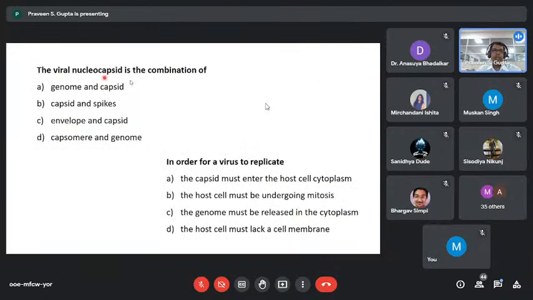The next question is: the viral nucleocapsid is a combination of what? As you know, nucleocapsid is a combination of genome and capsid. Nucleo indicates the genome, and capsid is the protein part. The next question is, in order for a virus to replicate, what do they have to do? If the virus has to replicate, it has to insert its genome inside the cytoplasm. So the answer should be C.